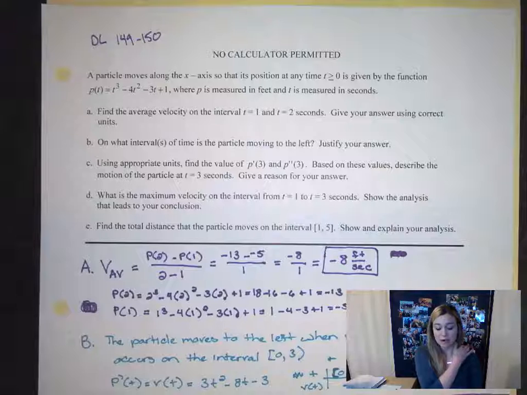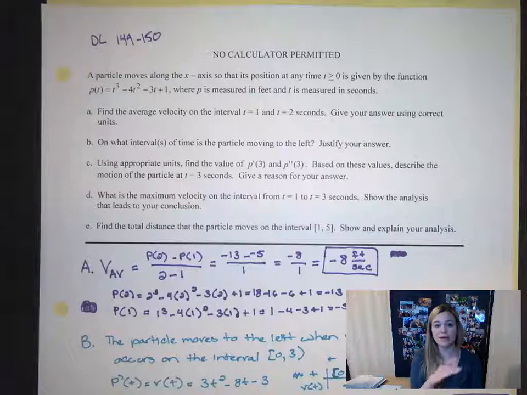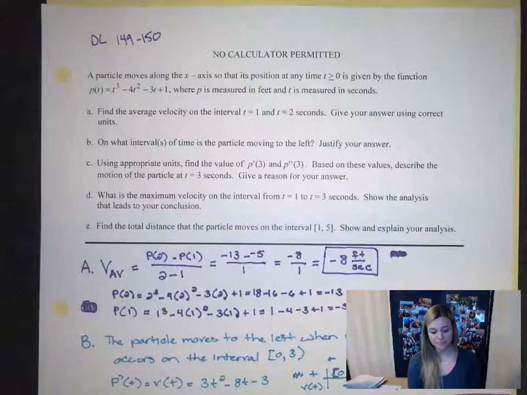For the stem of the problem here: a particle moves along the x-axis, meaning it's boring. It moves right and left, so that its position at time t greater than or equal to 0 is given by this function. So we're given the position function, and we know that position is measured in feet and time is measured in seconds. So that will help for our units. This one is no calculator permitted, which actually becomes pretty cumbersome really quickly. So just be careful. All of this can be done without a calculator. It's just a little difficult, but try to not use your calculator.